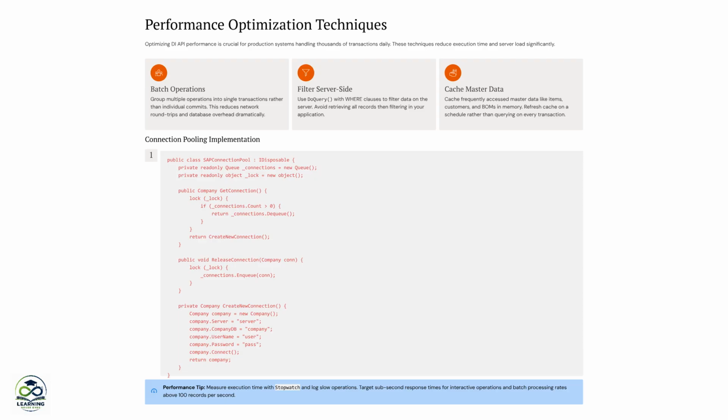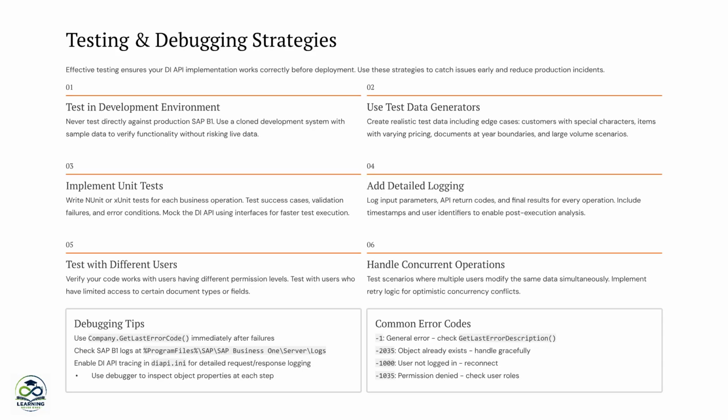Testing in a development environment is critical. Use unit tests, detailed logging of inputs and outputs, and test with different user permissions. Debugging relies on GetLastError code and DI API tracing. Avoid common pitfalls like forgetting set current line when iterating lines, ignoring method return codes, failing to release COM objects, hard-coding field names, and assuming master data exists.